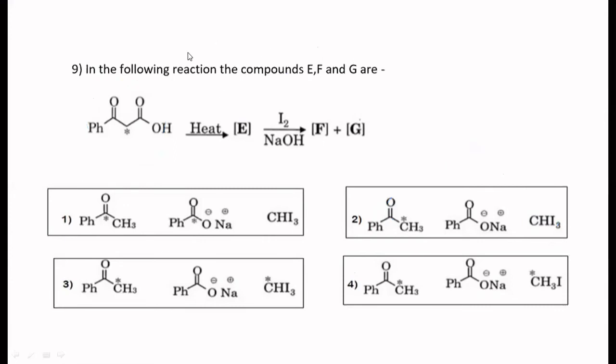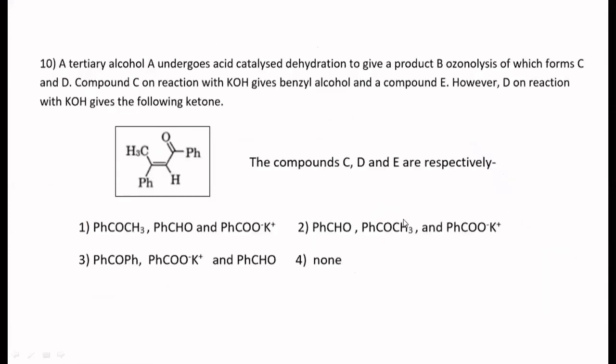So now we shall move on to the 10th question. This is also very interesting. A long one, but you have distinctly different pieces. A tertiary alcohol A undergoes acid catalyzed dehydration to give product B, whose ozonolysis forms C and D. Compound C on reaction with KOH gives benzyl alcohol and a compound E.